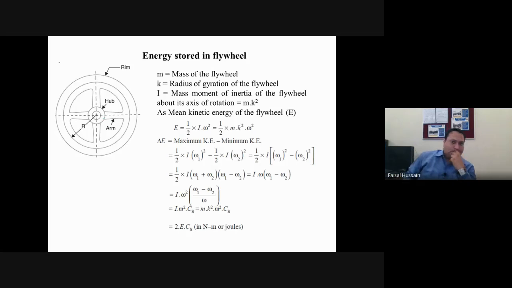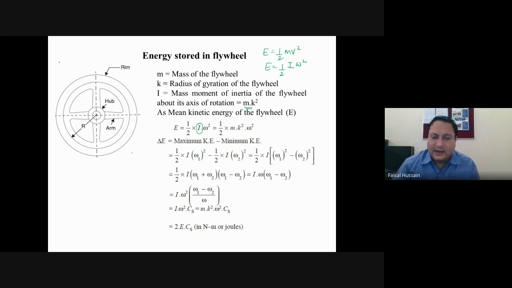So kinetic energy is what? Half I omega squared. In linear motion it is half mv squared. For angular motion, mass is replaced by mass moment of inertia, and linear velocity is replaced by angular velocity. So here energy is half I omega squared, and I is the mass moment of inertia, which equals mk squared. So instead of I we have substituted mk squared into omega squared.